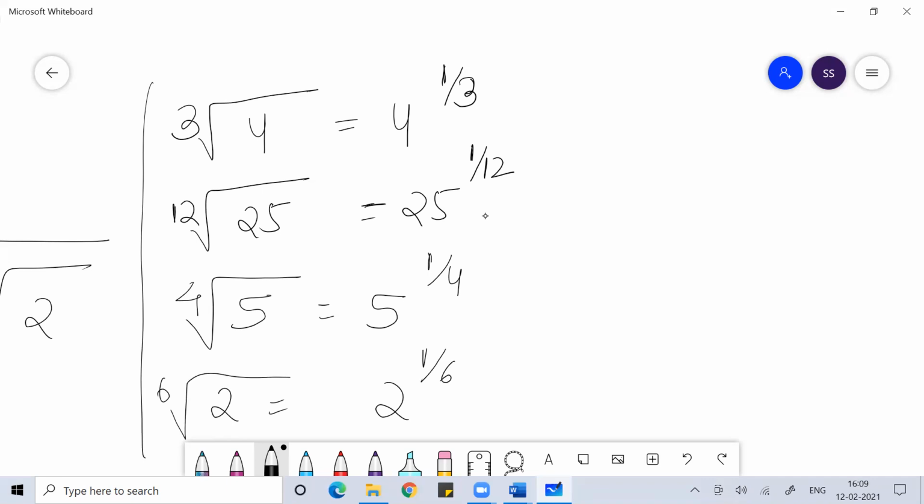Nobody has any doubt? If you notice, in your mind you can do the calculation. You can find the LCM of 3, 12, 4 and 6.